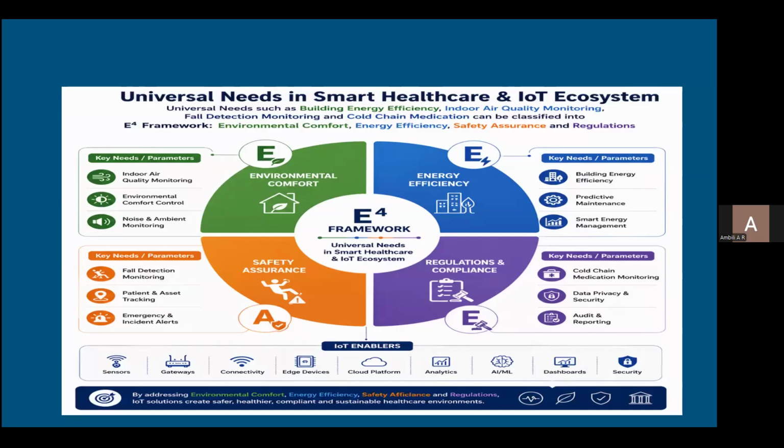The first E represents environmental comfort, the second E represents energy efficiency, the third E represents safety assurance, and the fourth represents regulation and compliance.